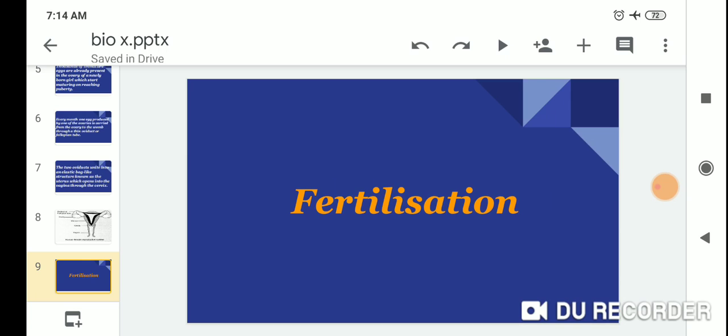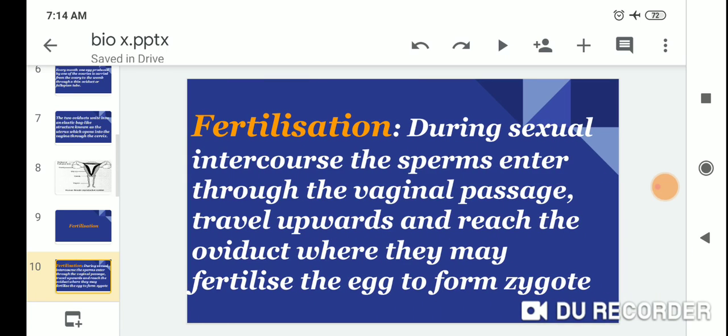Fertilization. During sexual intercourse, the sperm enter through the vaginal passage, travel upward, and reach the oviduct, where they may fertilize the egg to form a zygote.